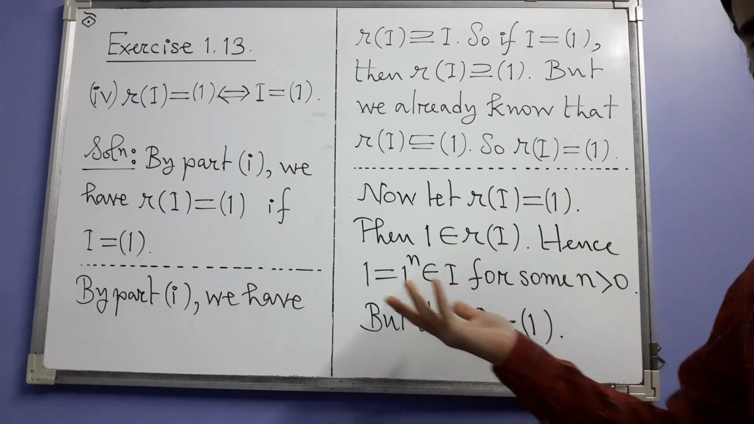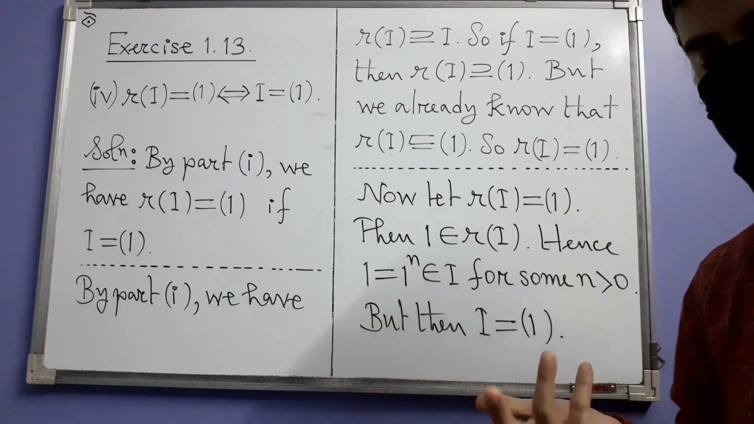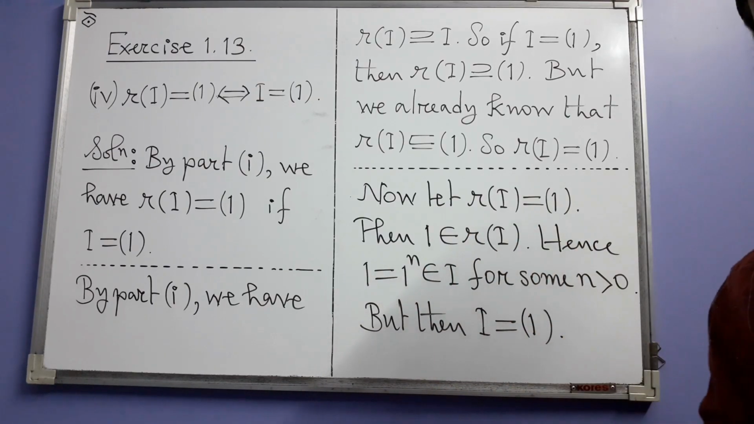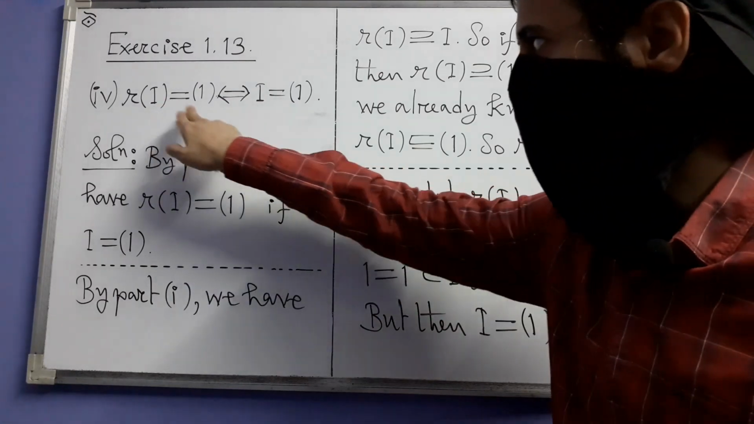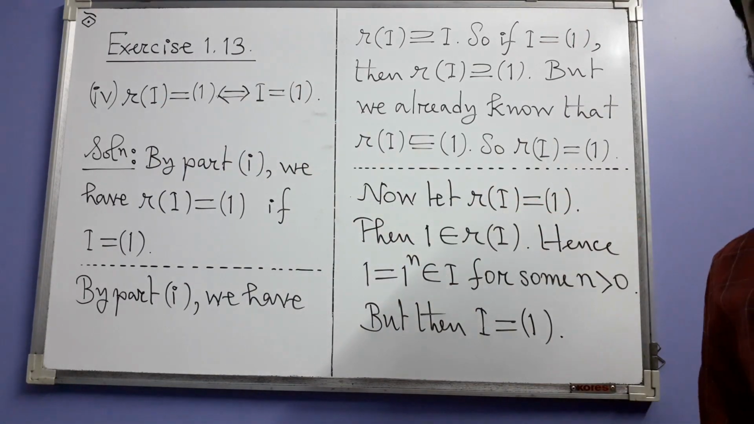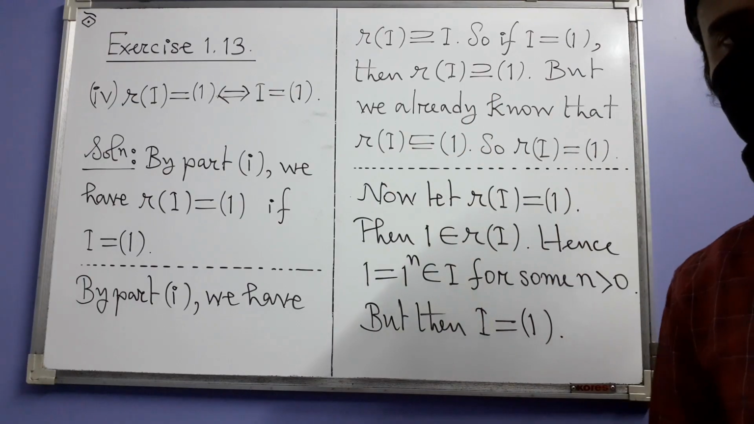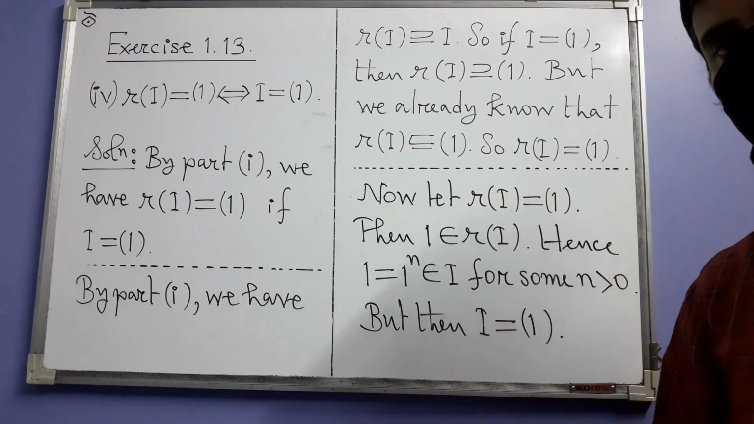But you know what happens when the identity element belongs to an ideal? It becomes the entire ring. So if this is true, then this is also true. So this is the solution to part 4. Next, let's see part 5.